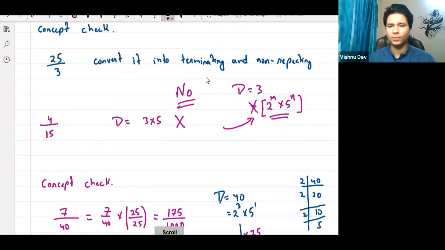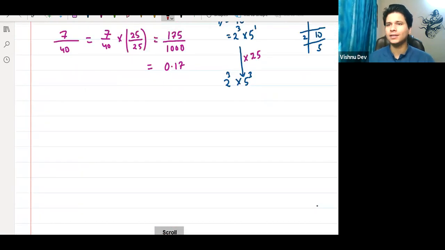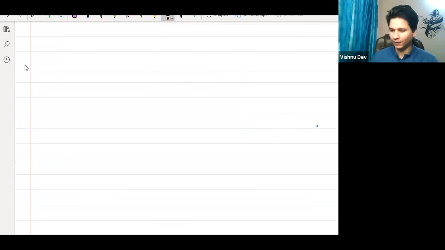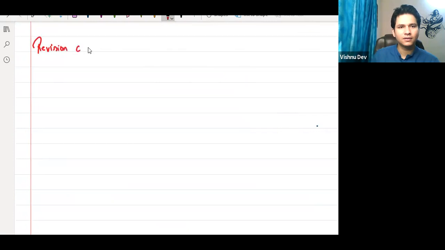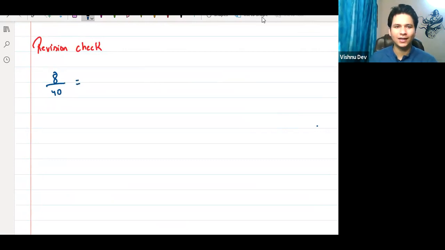Before moving on to the next topic, let us do one concept check, a revision check. Let us do one simple problem for revision first. The problem is this: 8 divided by 40. Super easy, right? Tell me, 8 divided by 40 in decimals.